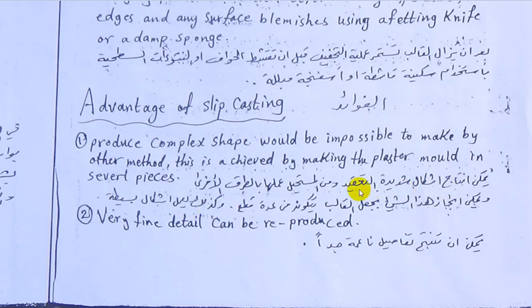Very intricate shapes that are impossible to make by other methods can be produced using the slip casting technique. This can be done by making the mold consist of multiple sections, as well as simple figures can also be formed.